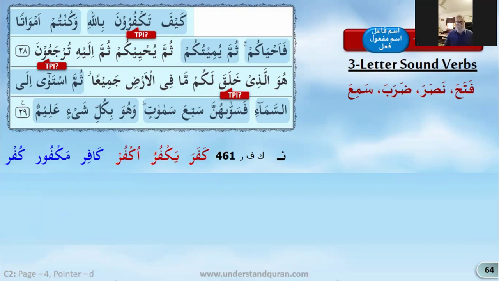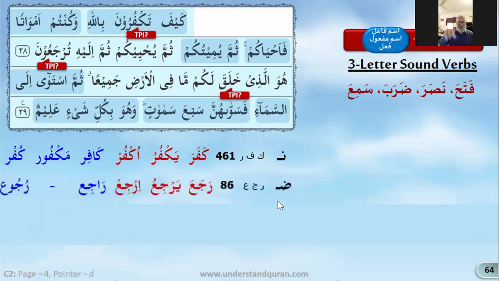Kafara is the ruler, bab nasara. Here it has come takfuruna, mudari. Yakfuru, yakfuruna, takfuru, akfuru, takfuruna. The next one is raja'a, yarji'u, irji'. Raji'un, ruju'un. Raja'a is the ruler, bab daraba. Here it has come turja'una, again mudari. Yarji'u, tarji'u, yarji'una, tarji'u, arji'u, tarji'una.